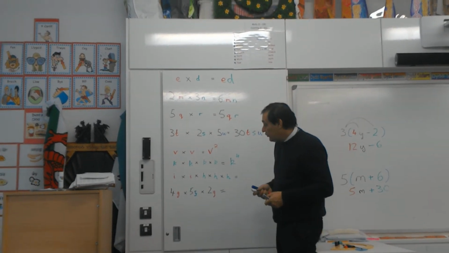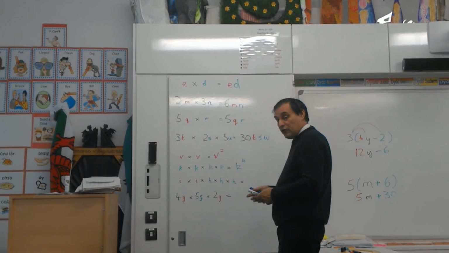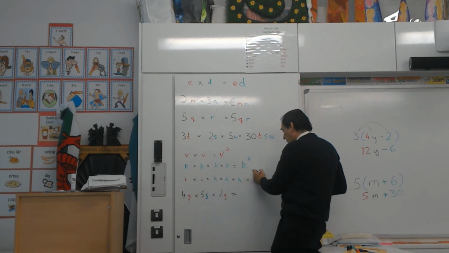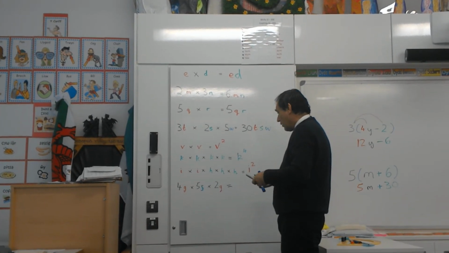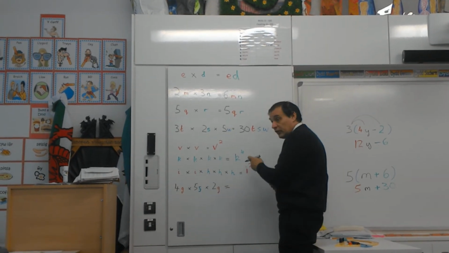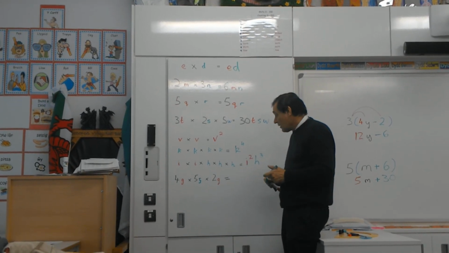Sometimes we might have a mixture. We might have 2 i's there and 3 h's there. So again, we write it as i, and the i's there are 2, so we put an i squared there. And we've got 3 h's, so we write an h cubed. And notice, again, there's no times sign, no multiplying sign in my answer.